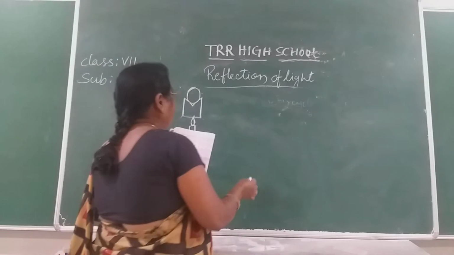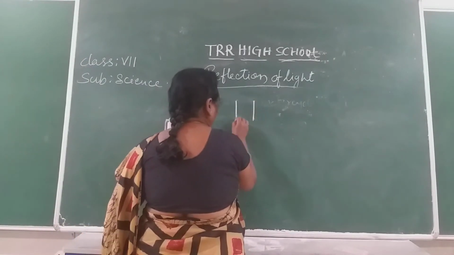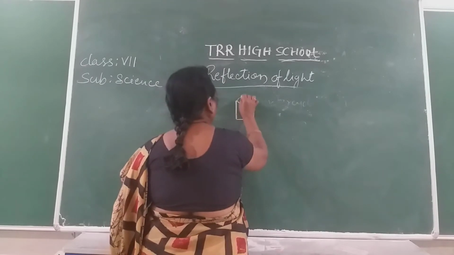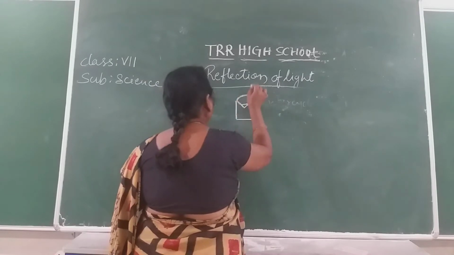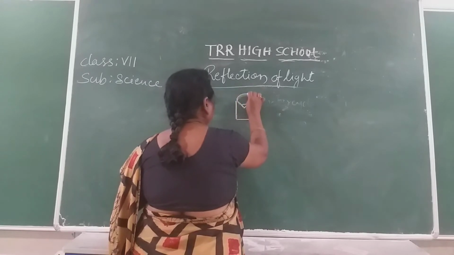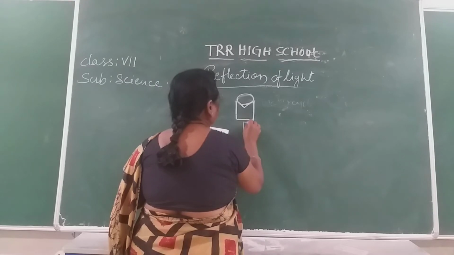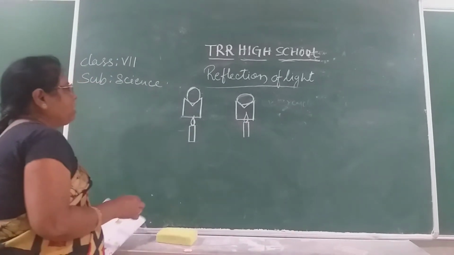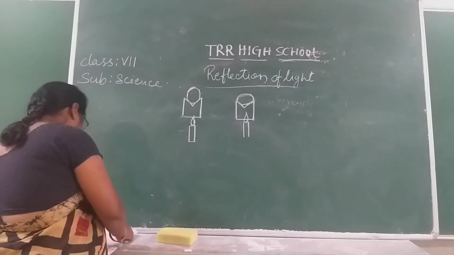Now next, another mirror you take, another V-shaped stand. In this also, set the mirror. Here also keep a candle in front of the mirror. Okay. Now, see the images formed in the mirrors.